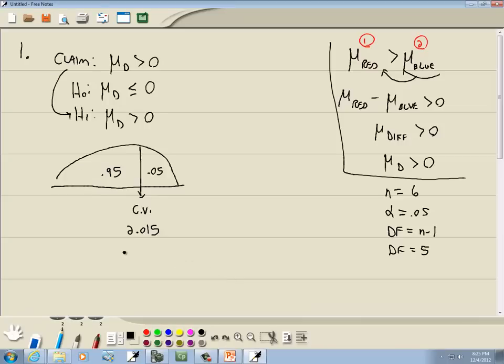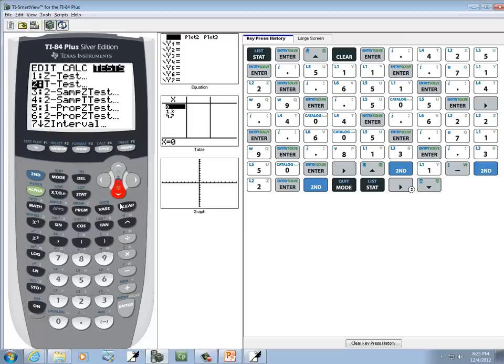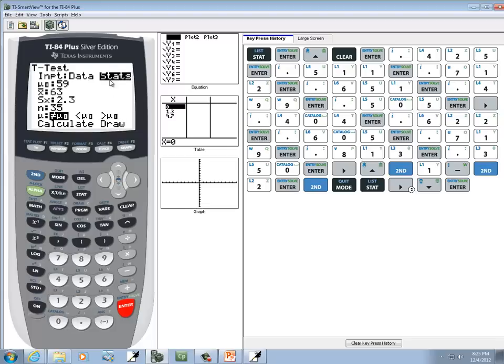Okay. Find your test statistic. Use t-test. So we're going to press stat. I'll go over to tests. I'm going to down arrow to t-test. Press enter on it. Now, we don't want summary statistics, we want raw data. So I'm going to left arrow over to data and press enter on it.